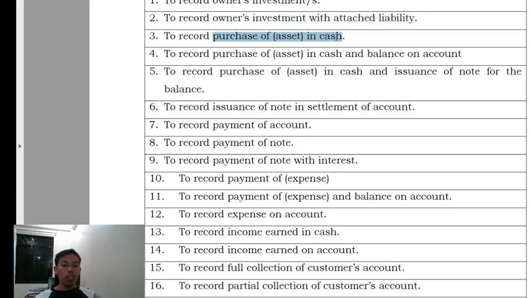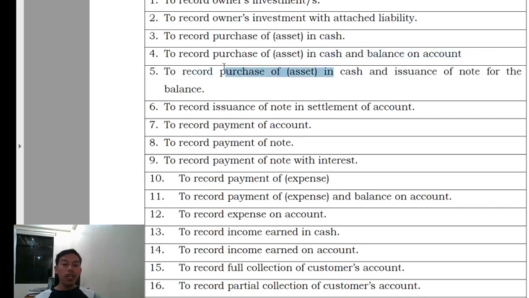To record purchase of assets in cash. Bumili tayo ng asset. Nagbayad tayo ng cash o di in cash. Bumili tayo ng, ano yung asset na yun na ilalagay mo? To record purchase of equipment, to record purchase of furniture, to record purchase of supplies. Kung nagbayad tayo in cash, pero may hindi tayo nabayaran, edi and balance on account.